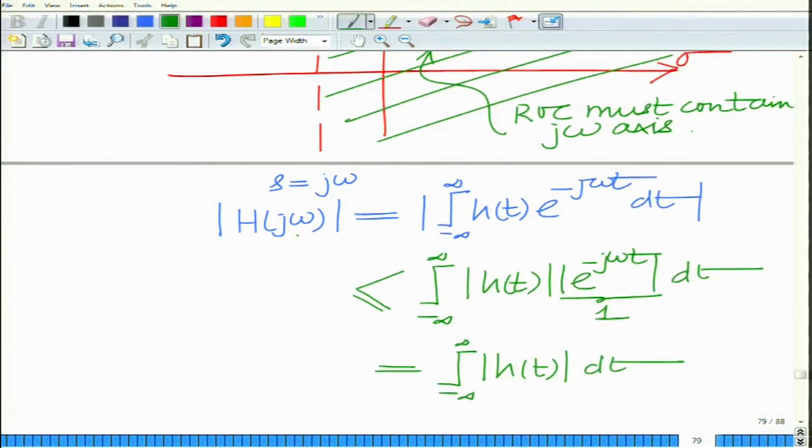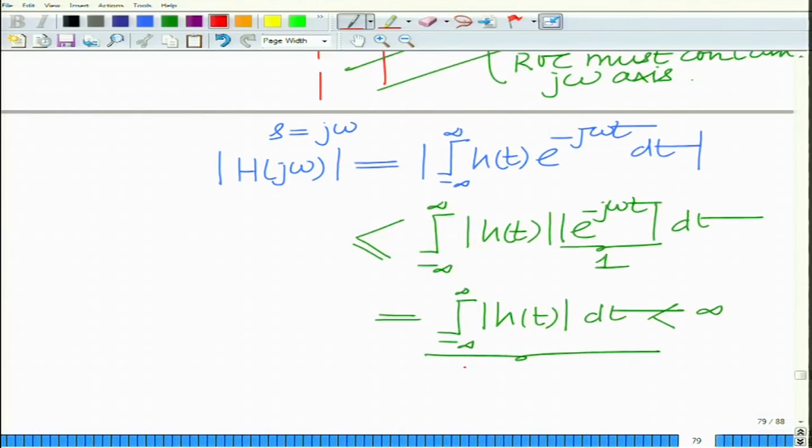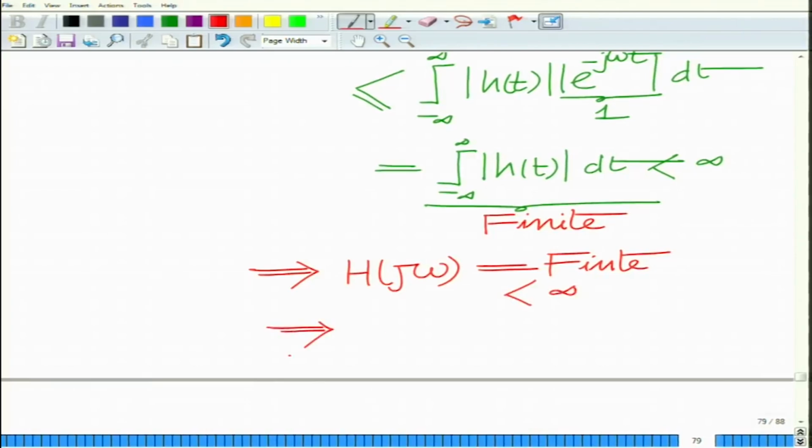Okay. So, the magnitude of H(jω) is less than or equal to this, which means that if this quantity, the integral from minus infinity to infinity of the magnitude of h(t) dt, is finite, this implies H(jω) equals a finite quantity, less than infinity, which implies jω belongs to the ROC.